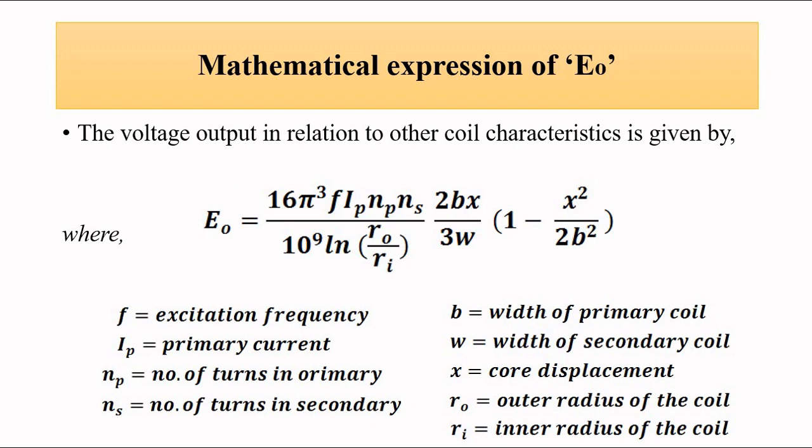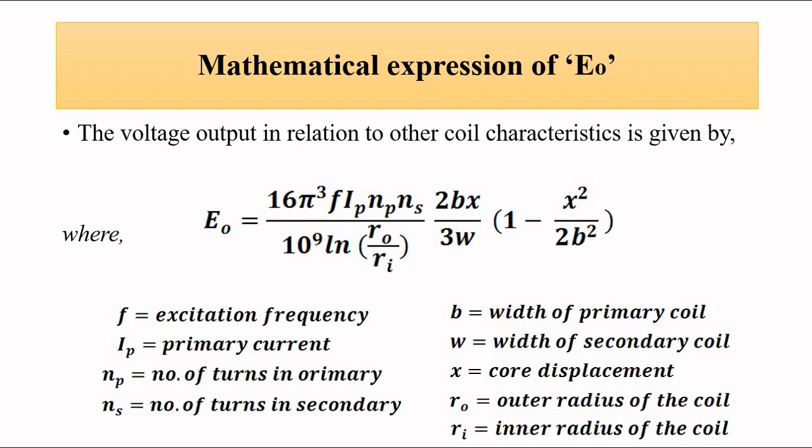It is given by 16 pi f I_p, I subscript p, N_p, N_s divided by 10 to the power 9 log to the base e, R_o by R_i into 2bx by 3w into 1 minus x square by 2b square. Very complicated and lengthy expression.